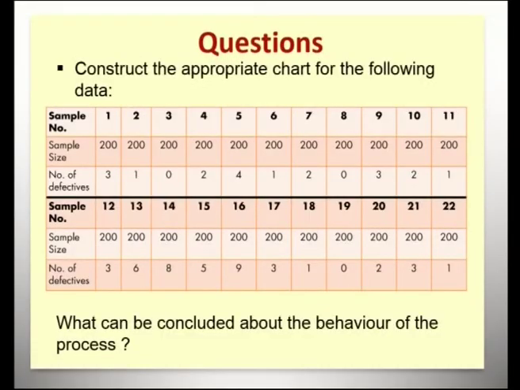The following question may be posed: construct the appropriate chart for the following data. Sample numbers are given from 1 to 22, and each sample consists of 200 items. Sample number 1 has 200 items, similarly sample number 2 up to 22 has 200 items. The number of defectives out of 200 items is 3, 1, 0 respectively starting, and 2, 3, 1 respectively. So, what can be concluded about the behavior of the process, that is, whether the process can be considered as statistically in control or not? That has to be done here.